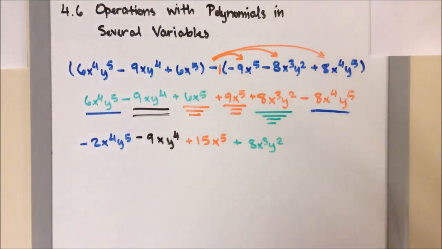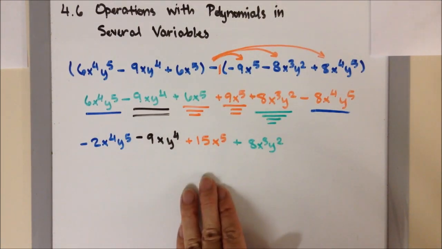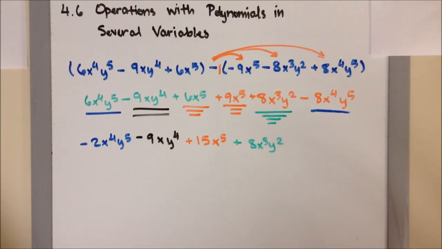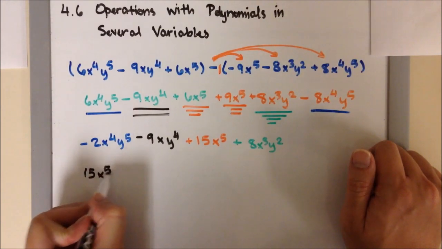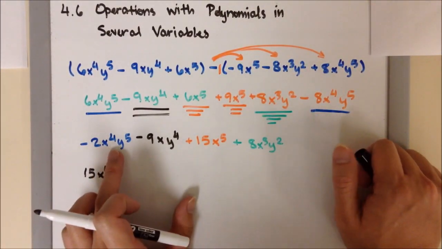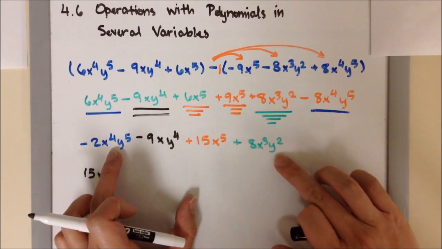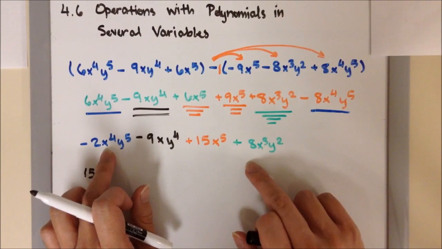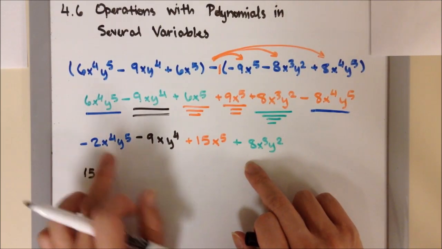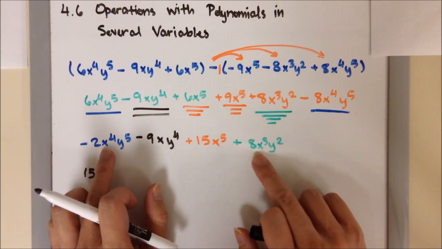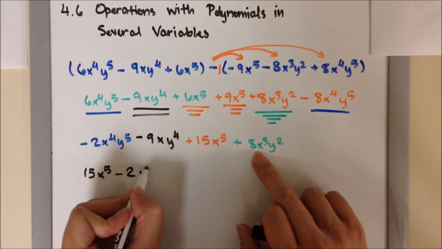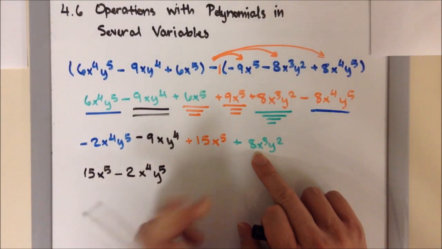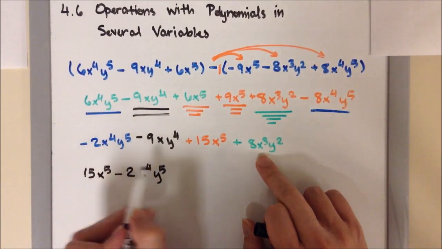Next, I'm going to put them in order. So first, I have an x by itself, so I'm actually going to put that one first. So 15x to the fifth. Alright, now we're going to talk about how we have 3 terms with multiple variables. So I'm going to look in alphabetical order, meaning I'm going to look at the x first, then compare it with the y. So x to the fourth, x to the third, and x to the 1 power. So I'm going to put this one first. Minus 2x to the fourth, y to the fifth. And then this one next, because that comes after x to the fourth.